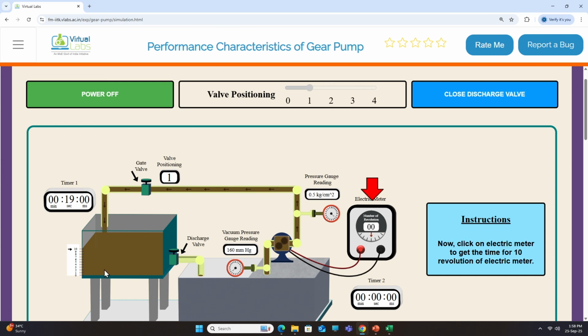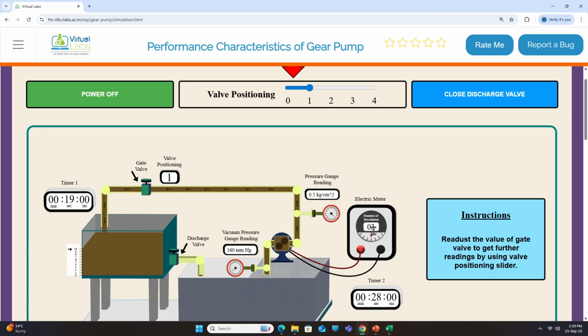The fluid is filled till 10 centimeter height of the tank and the time taken is 19 seconds. Now, the vacuum pressure gauge reading is 160 millimeters of mercury and the pressure gauge reading is 0.5 kg per centimeter square. It is valve position 1. Now, I will start the electric meter for the gear pump. The number of revolutions would be 3. For 3 revolutions, it took 28 seconds.